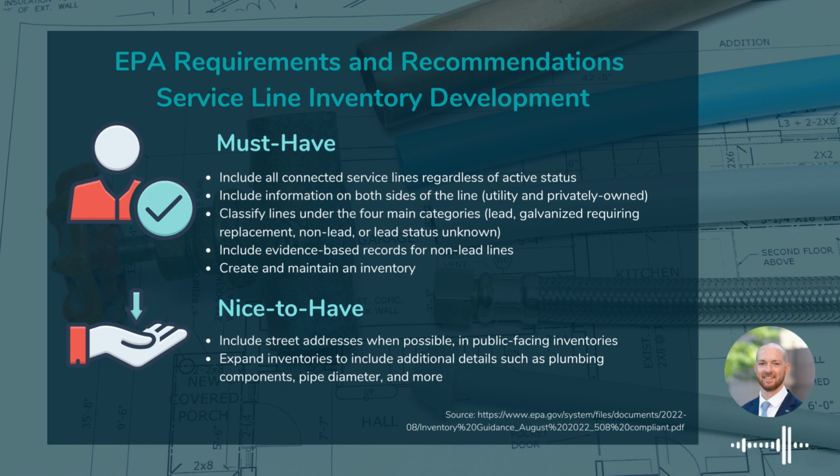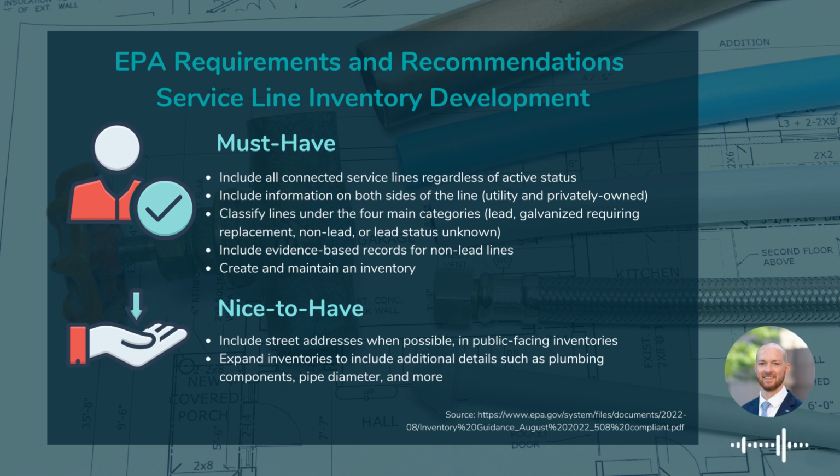So on the must-haves, you do need to include all of your service lines, regardless of active status. So if it's going to an abandoned home, you need to include it. That means anything without exclusions as well. So you need to include irrigation lines, fire lines, that's in there as well. And really the big important one is you have to include the public side. A lot of utilities might have some information on the private side, but don't have a whole lot on the public side since you don't own it.